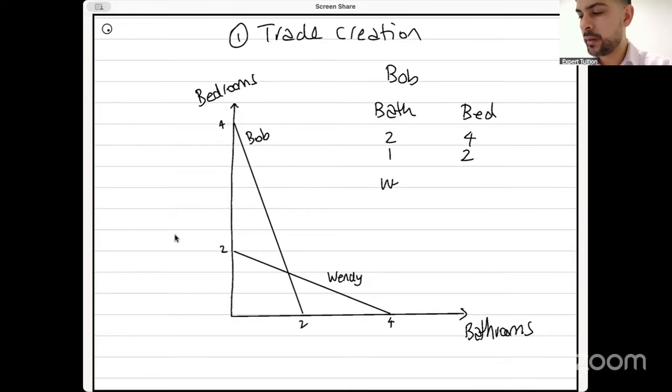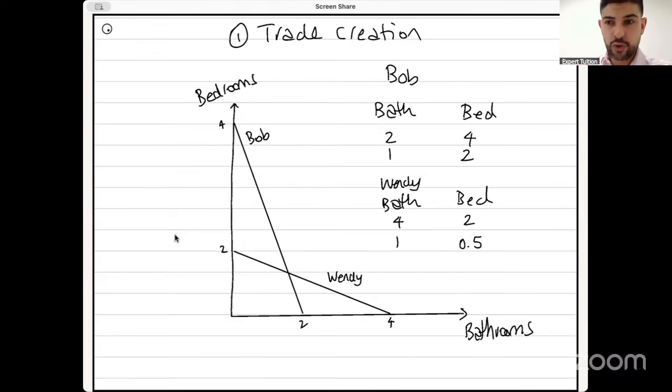All right, let's do the same thing with Wendy. Here's Wendy. Bath, bed. Right, really quickly. If Wendy does nothing but bathrooms, how many bathrooms can she make? Well, she can make 4 bathrooms. How many bedrooms does Wendy give up? She gives up 2 bedrooms. Therefore, for her to make one single bathroom, how many bedrooms does she give up? Well, I divided that side by 4. I divide the other side by 4. Hopefully, you know that is 0.5. What does that mean in words? It means that for every one bathroom that Wendy makes, she sacrifices half a bedroom.